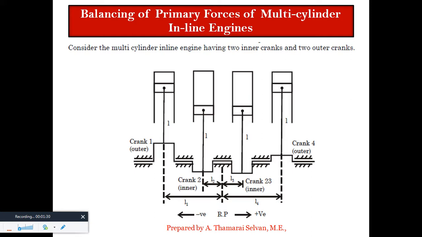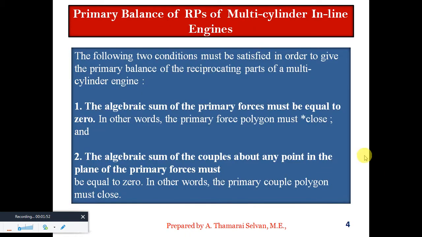Here we have two inner cranks and two outer cranks. Crank 1 and crank 4 are said to be outer cranks, and crank 2 and 3 act as inner cranks. So here the centers of the cylinders are on the same plane, and at the same time on the same side of the cranks. So this is how the multi-cylinder inline engines would be. And how do you balance? We have to balance the primary forces and also the secondary forces.